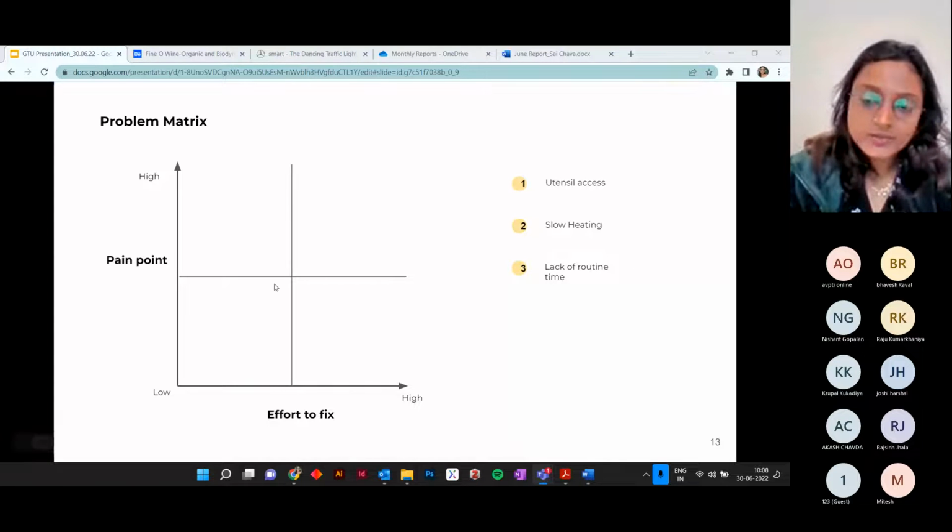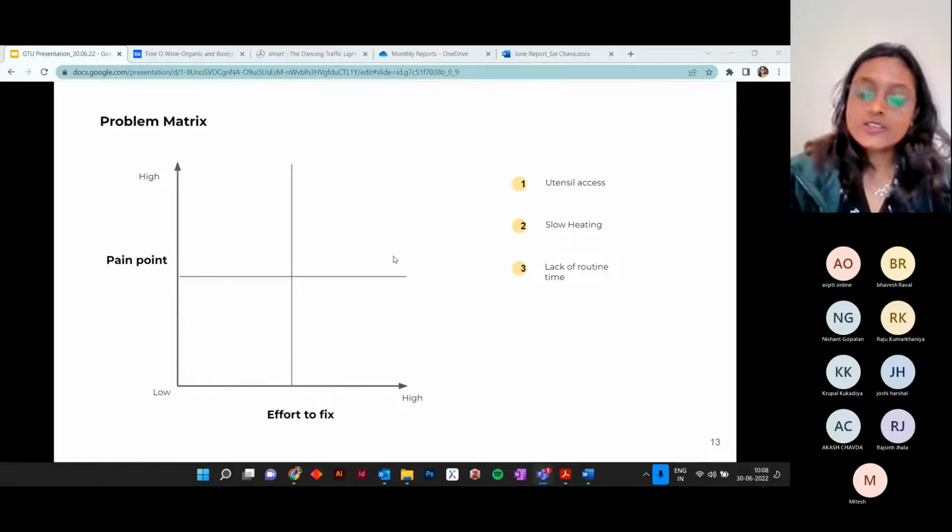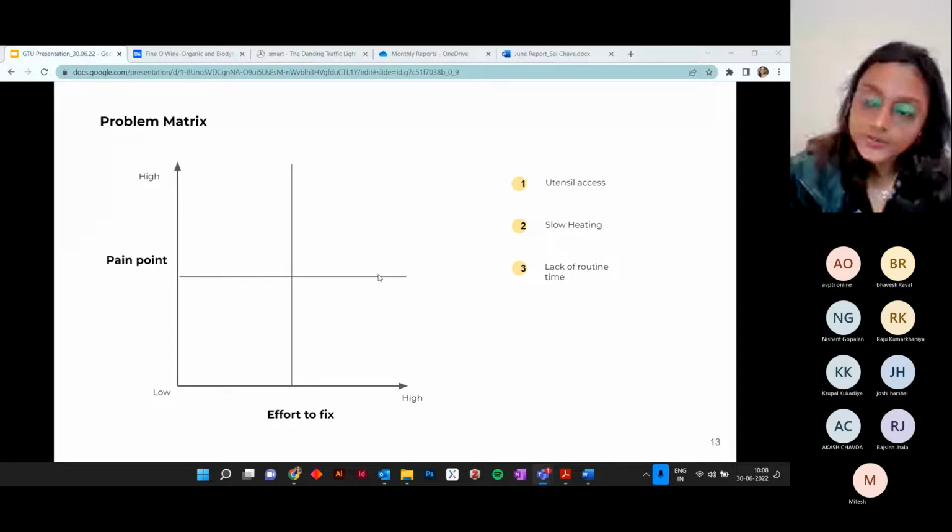And I have a matrix here, which is very simple. There's a pain point. How much does it pain me actually? And there is an effort to fix that problem, from low to high, and then from low to high. Could you guys give me an idea of where I would place problem number one? Which quadrant would problem number one fit into? Feel free to open your mic and tell me that, or type in the chat section.